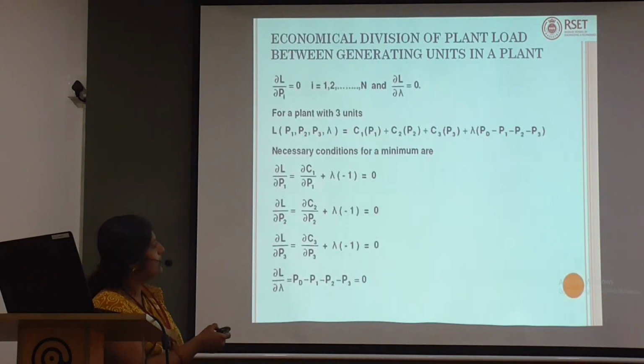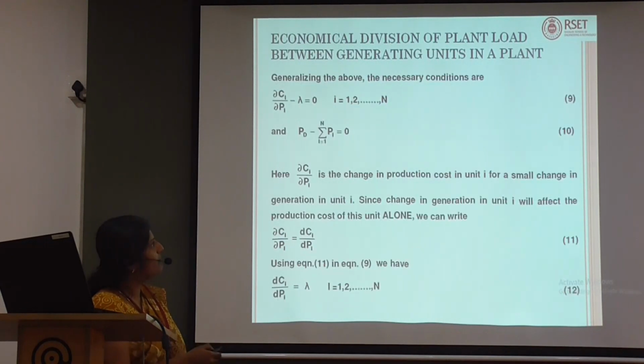And the final equation is PD will be equal to P1 plus P2 plus P3. Since it is 3 units, this is the sum of these 3 generations, and if it is n number of units, all n generations. So PD equals sigma i equal to 1 to n of Pi. This is your necessary condition. These 2 conditions have to be met for economical division of the plant load among all the different units.